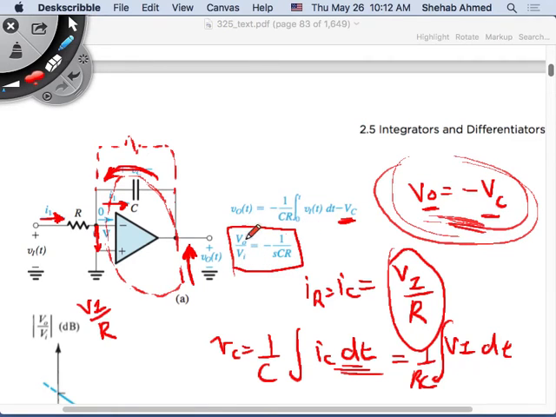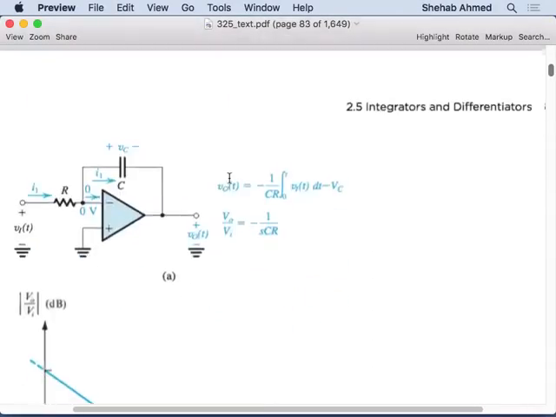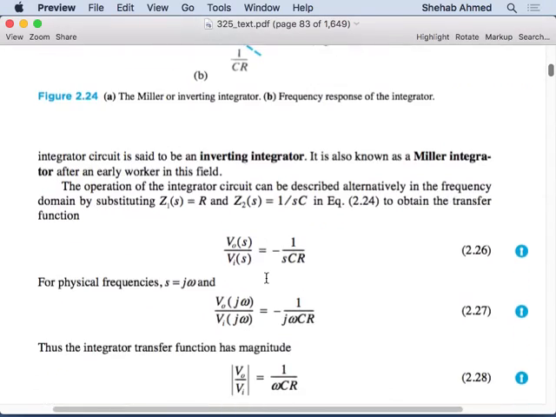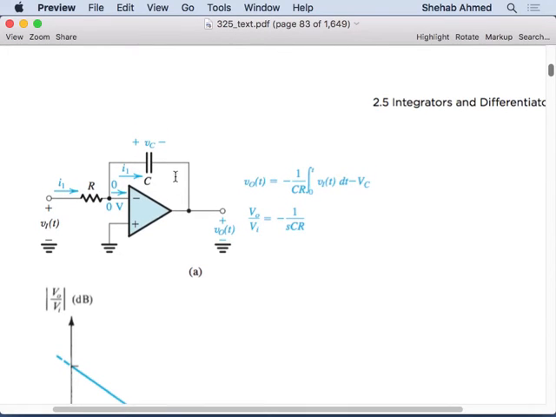The gain of the circuit, as we said from the previous derivation, we just made R2 infinite, and we were left with minus 1 over SCR. If you go back here, I think they derived it here as well. V output over V input. V output is the voltage across this capacitor. Voltage across the capacitor is 1 over SC.